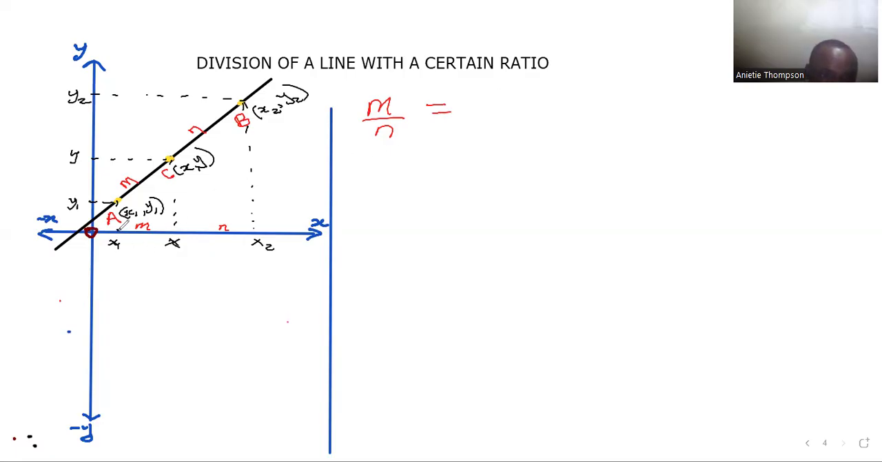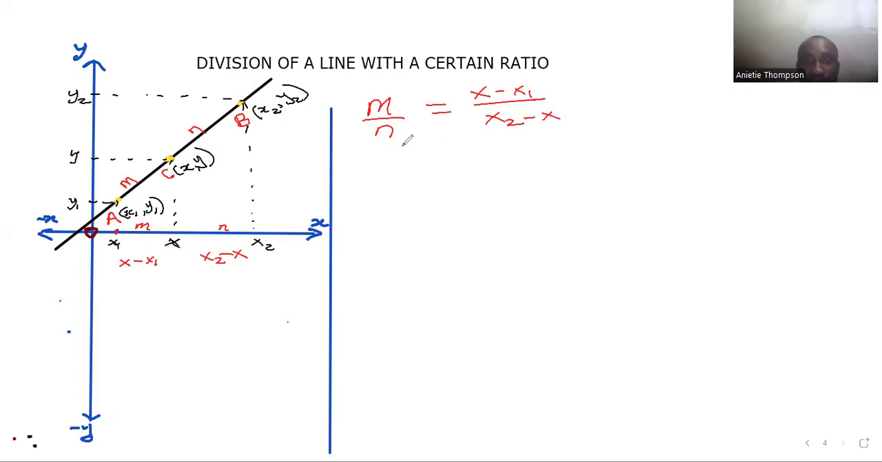If from the origin to this point is x1, and from the origin to this point is x, that means the distance between x1 and x must be x minus x1. Similarly, the distance between x and x2 must be x2 minus x. So if x minus x1 corresponds to m, I'm going to place x minus x1 here, divided by x2 minus x. What we want to do right now is to make x the subject of the formula, because x is the coordinate of the point in the middle.